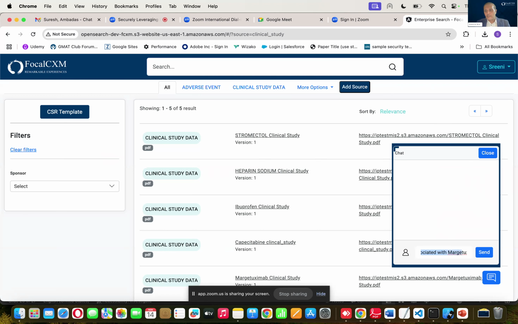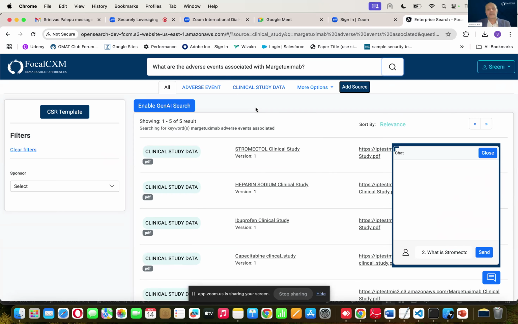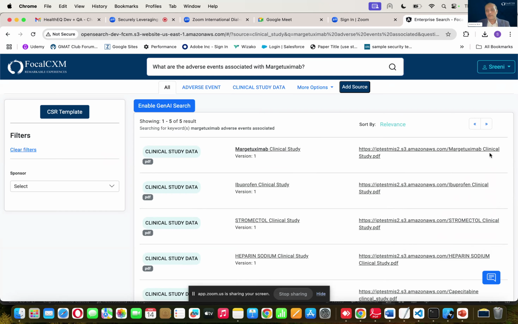So let's say I'm taking this example of what are the key issues with this drug, basically. And then I click on search. In the backend, what the system is doing is typically it is going against these two databases, and it is trying to give you the results. So let me show you this.